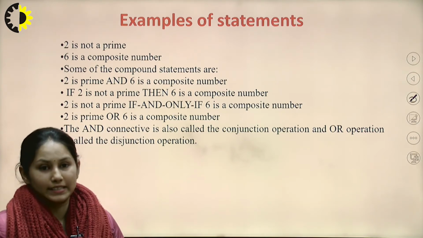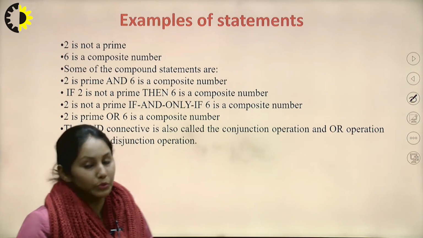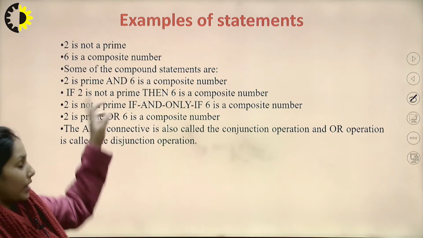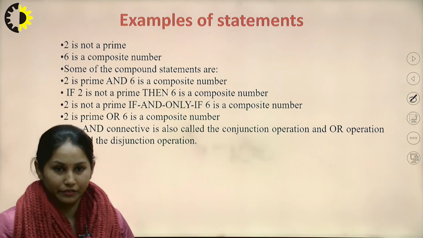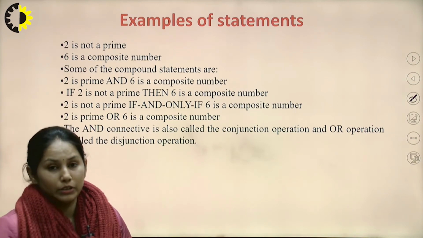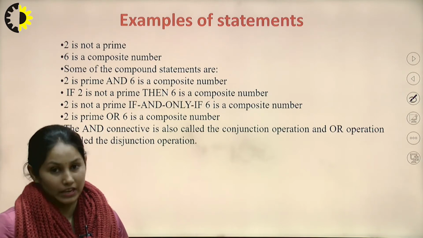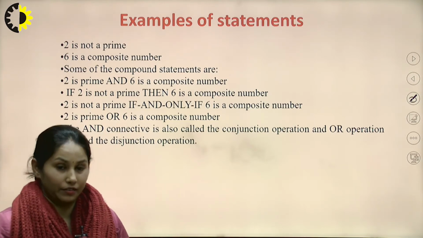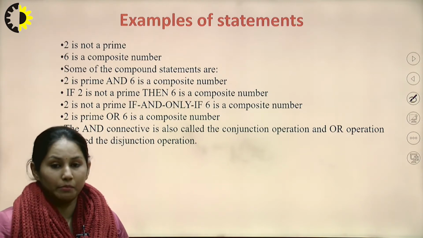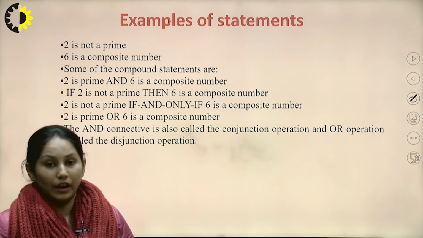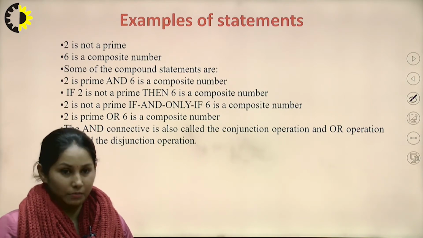The next example is: 2 is prime and 6 is a composite number. Here, 2 is prime is a declarative statement, and is the connective, and 6 is a composite number. So in this example, you are combining two statements with the help of the and connective. It could be true, it could be false, because you are merging two sentences. After merging, the result would be either true or false. That's why this is known as a proposition.